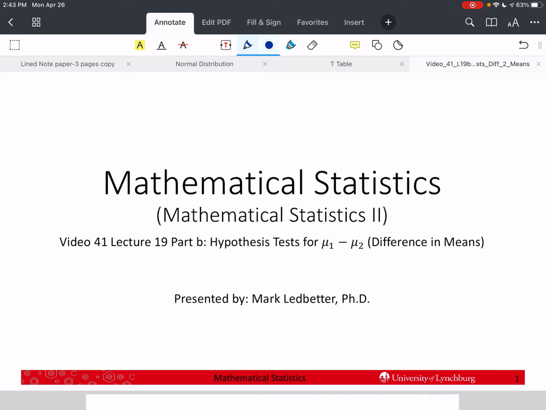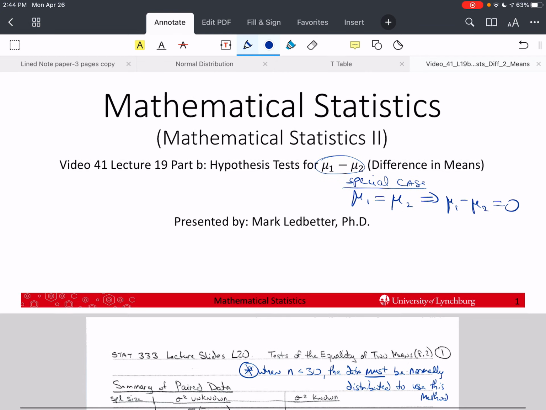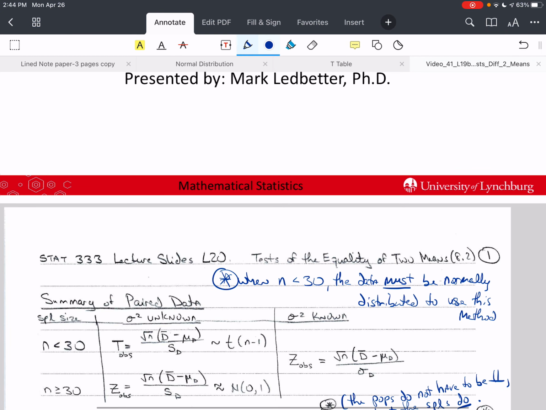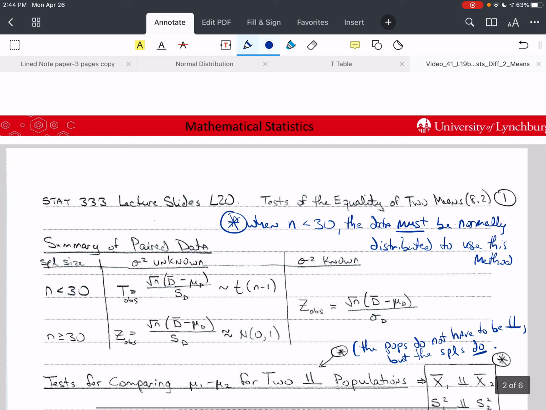We're in lecture 19, part B, and we're talking about the difference between two means and hypothesis tests. There's a special case where they're equal, mu1 equals mu2, and if I subtract mu2 from both sides, I'm left with this is equal to 0. So this is a special case. We're going to learn the general case so that we can set this difference equal to whatever value we want and then test whether it's that much, okay? Or more or less or at least that much, okay?